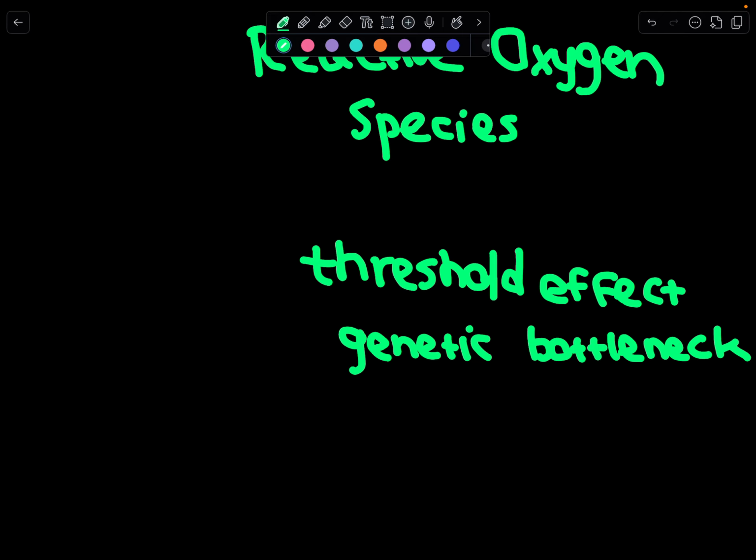So I got genetic bottleneck, but why does genetic bottleneck occur and what's the threshold effect? Also, I didn't understand the word heterogeneity and homoplasmy.